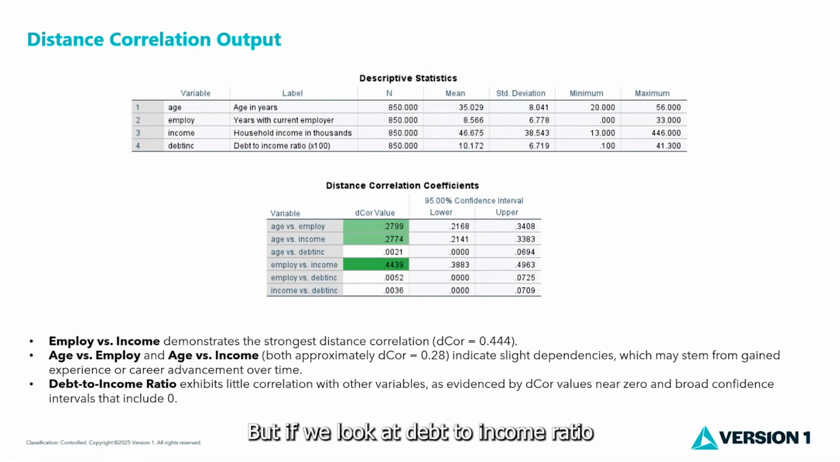But if we look at debt to income ratio, you can see here, here, and here, it shows little correlation with other variables as evidenced by the values that we're looking at. The values are near zero and the confidence intervals are very broad and they include zero.